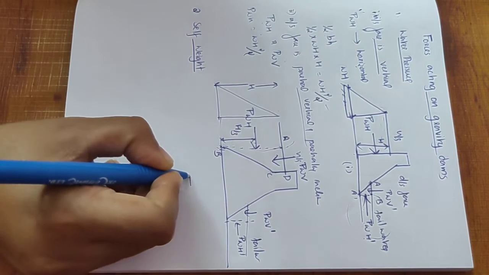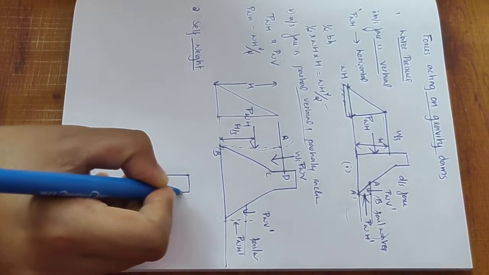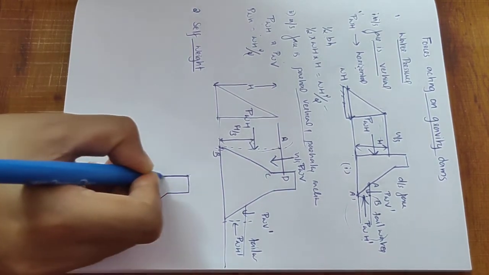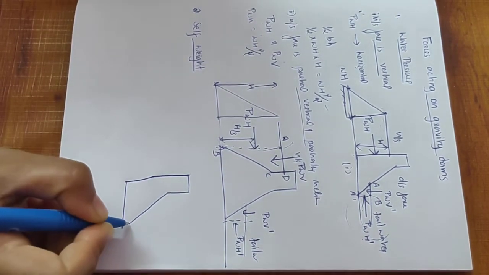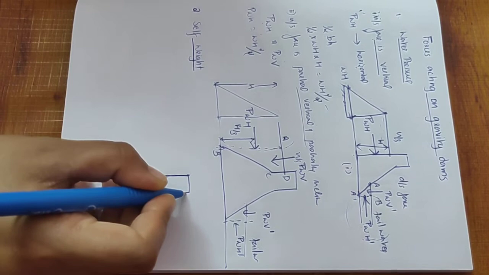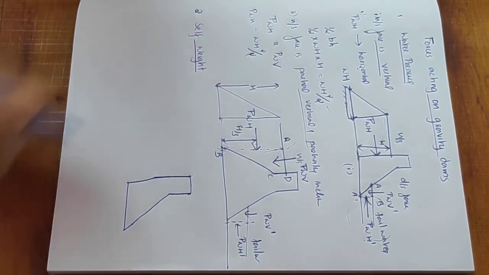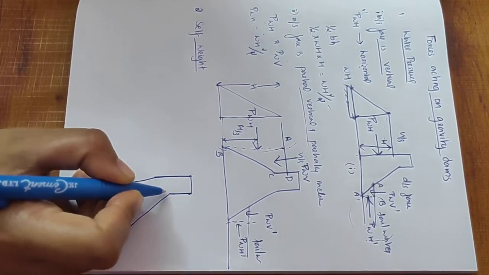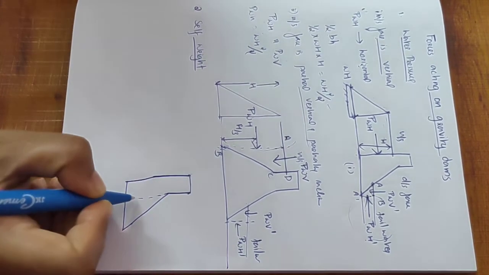When we draw the cross-section of the dam, suppose the cross-section is like this: its upstream face is truly vertical and the downstream face is partially vertical and partially inclined. In order to calculate the self-weight, we can divide this cross-section into a number of rectangles and triangles.